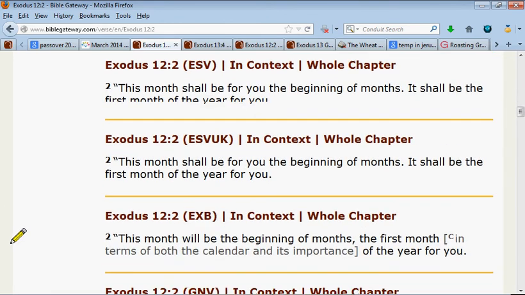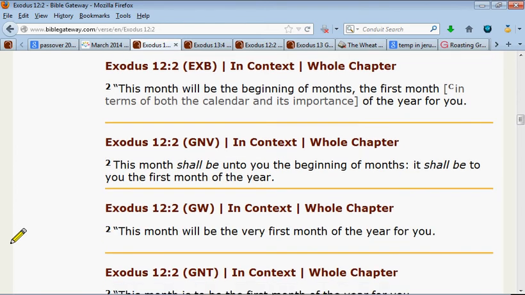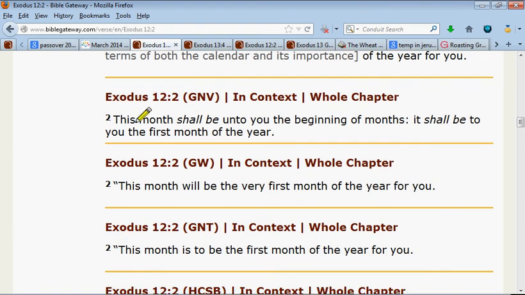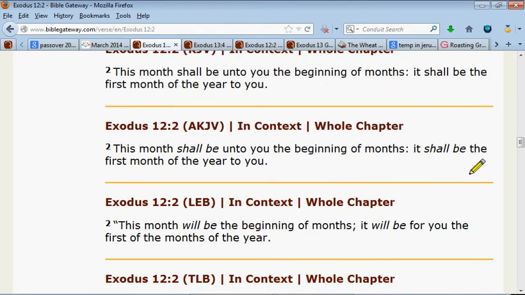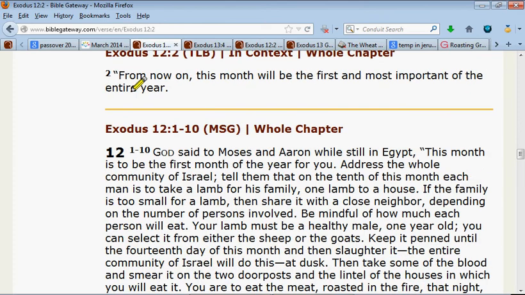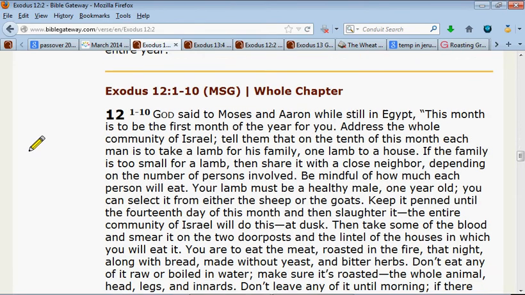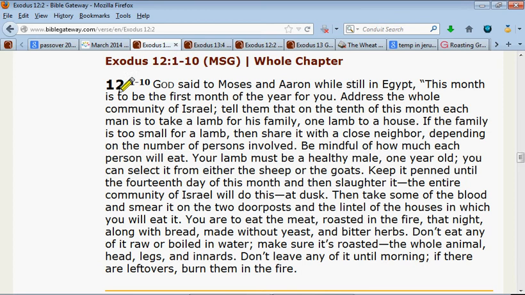First month, first month, first month. This month shall be unto you the beginning of months. It shall be to you the first month of the year. I mean, it's just over and over again. And this is the beginning of the chapter. God said to Moses and Aaron, while still in Egypt. Can I say that one more time? Still in Egypt. This month is to be the first month of the year for you.